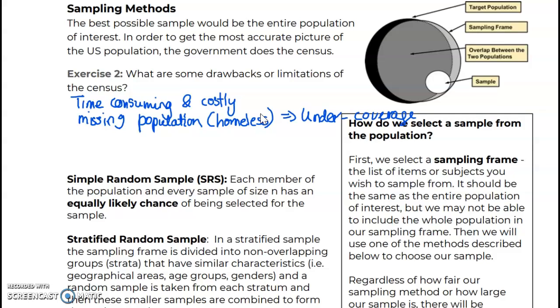The problem oftentimes when we have a missing population is that these people may feel very differently than other people in the population. A last problem could be that there's sensitive data, which could lead to response bias. So there was a lot of discussion about illegal aliens in our country, should they respond to the census or not.